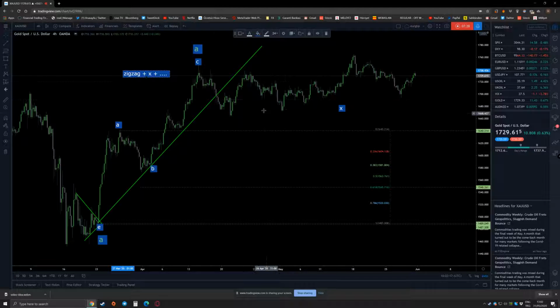So look, after this, now that we know that we are in a complex correction, it means that we now have different possibilities. If we have one zigzag and one X wave, it means we can have a double combination, a double zigzag.